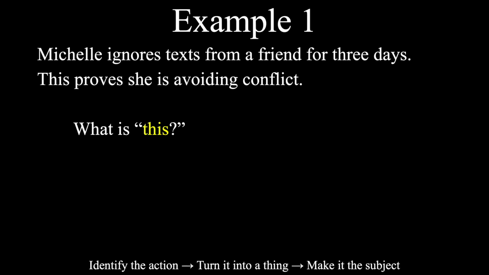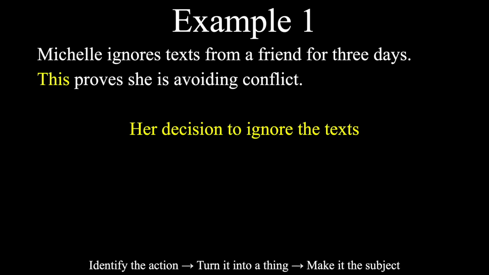Michelle ignores texts from a friend for 3 days. This proves she is avoiding conflict. The question, of course, is what is this? This refers to her decision to ignore the texts, right? If you can answer that question, what is this? It'll help you a lot.